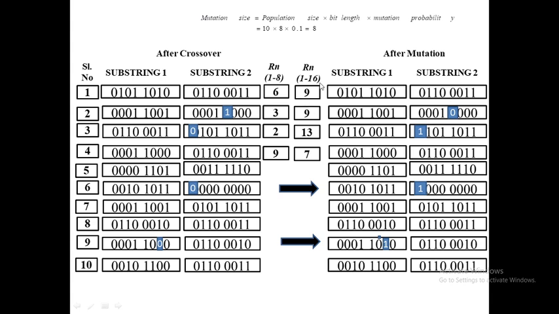Here you see I developed 8 random numbers because the mutation size is 8, so I choose 8 random numbers. The first random numbers lie within 1 to 8, because I consider substrings of 8 bits. The second random numbers lie between 1 to 16, because adding substrings 1 and 2, I have 16 digits in total. Likewise, we change 1 into 0 and 0 into 1. Likewise, I conduct the mutation test.